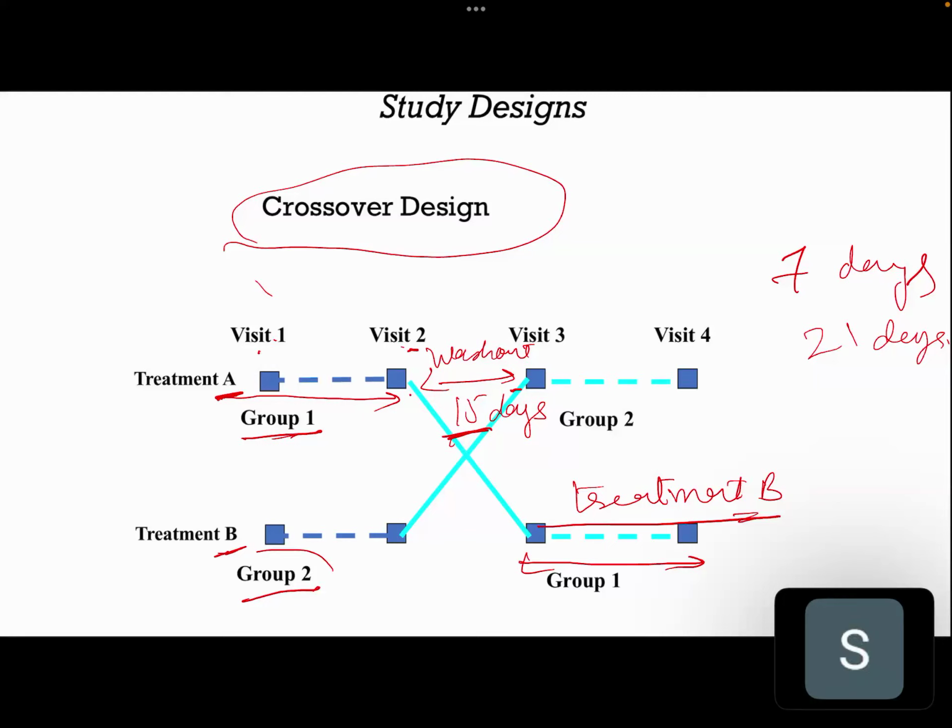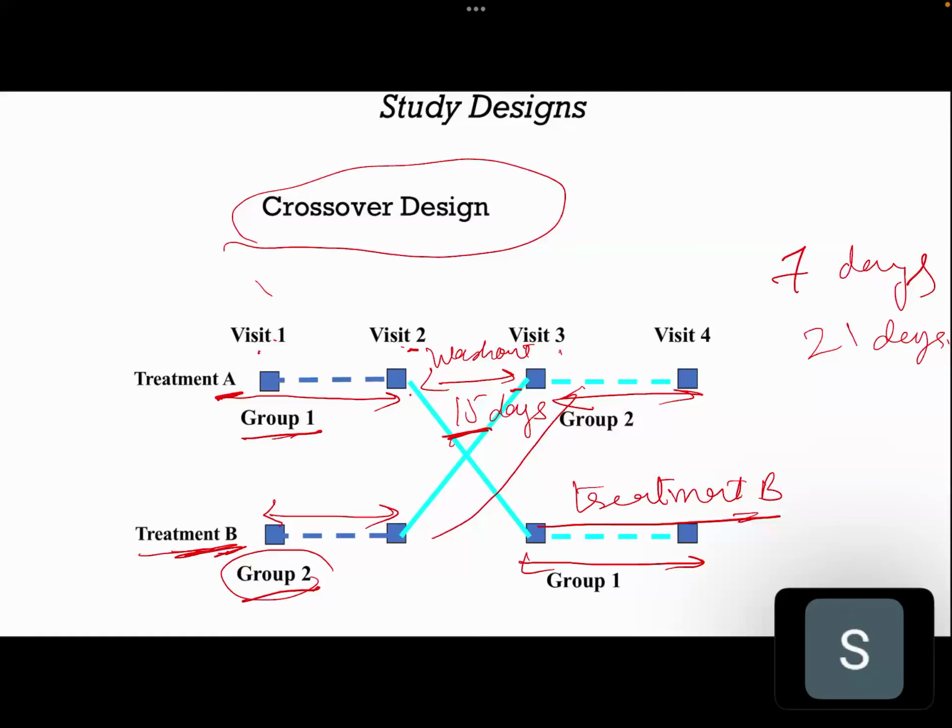Now about group 2, suppose for example for the first 2 visits you gave them treatment B. Now you will be giving them treatment A. So on the same person, you want to see how the same person is responding to different treatments. Now what are they trying to compare here?